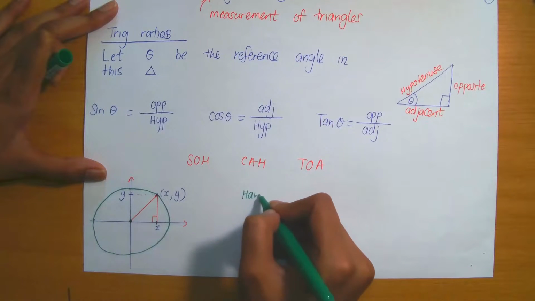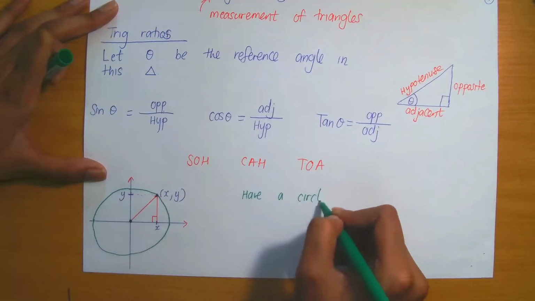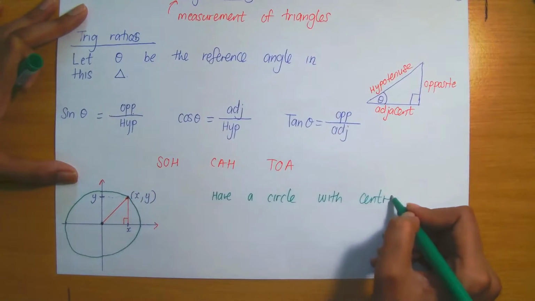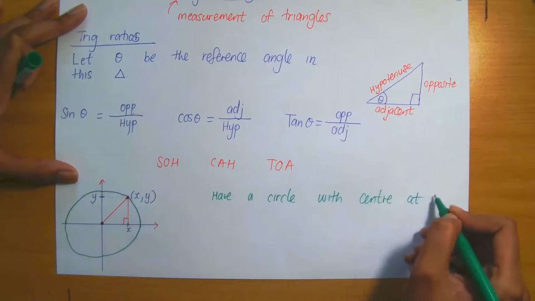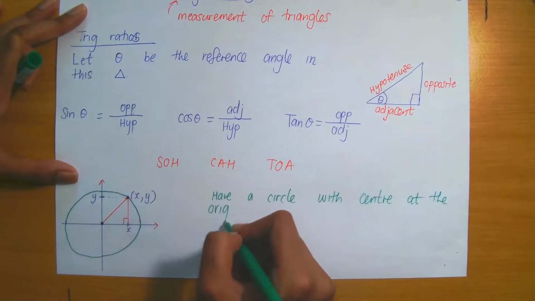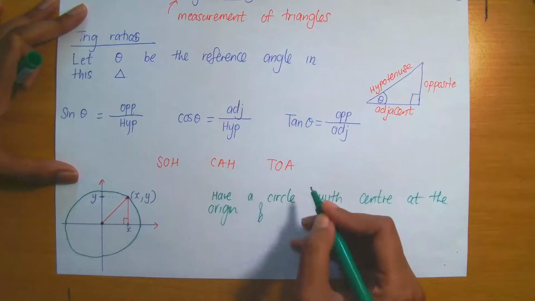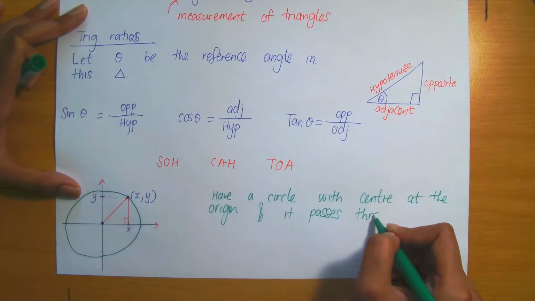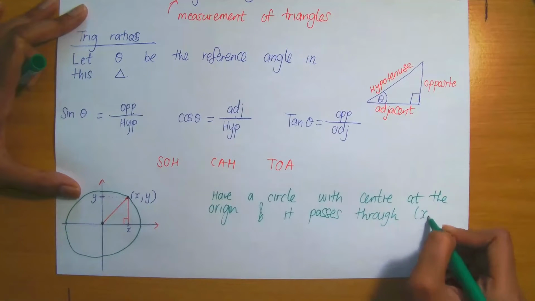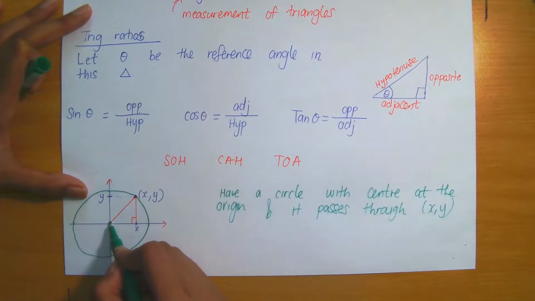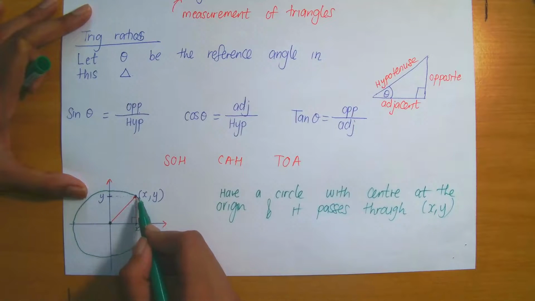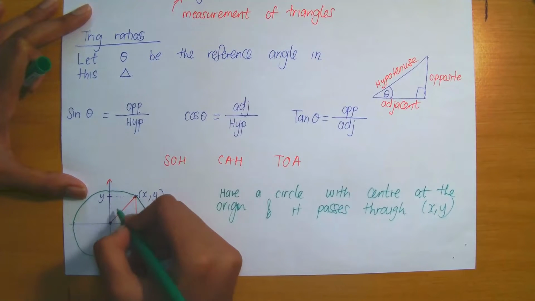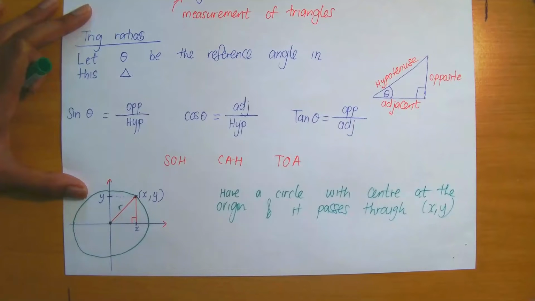So let me just note this. We have a circle with center at the origin, and it passes through the point xy. So if the center is the origin and the point xy is on the boundary of the circle, then the line connecting the origin to the point xy is actually the radius of the circle, right?